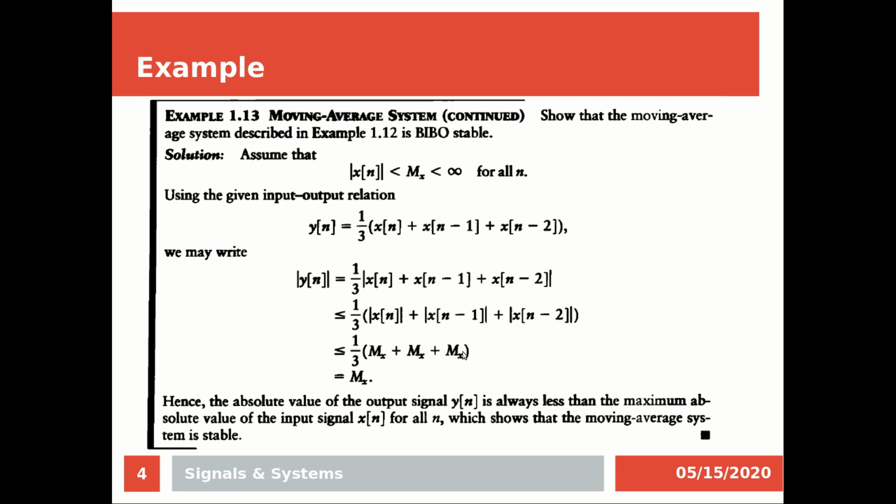So M of x, M of x, M of x, all of them use summation 3 M of x over 3, so it gives me M of x. So I assume that x of n equals a finite value, and I find that y of n, the output, equals M of x, a finite value. So this is a very simple and direct solution to find if my system is stable or not. So I say that the system is stable. After showing that, you will say that this system, or the name of the system, is stable, like this.